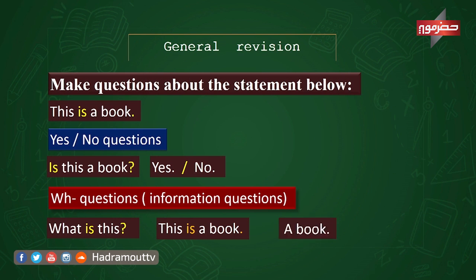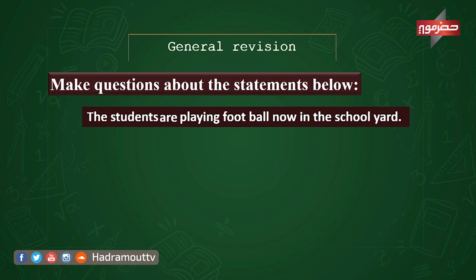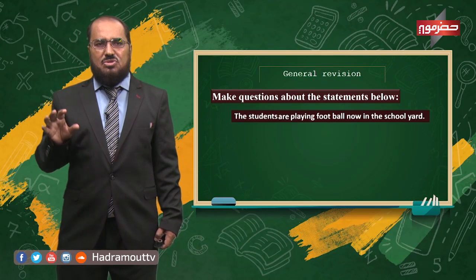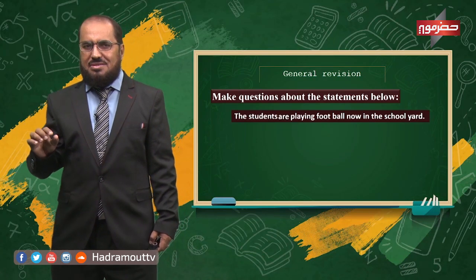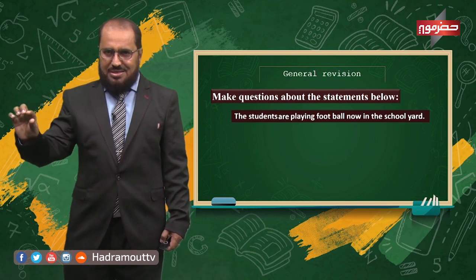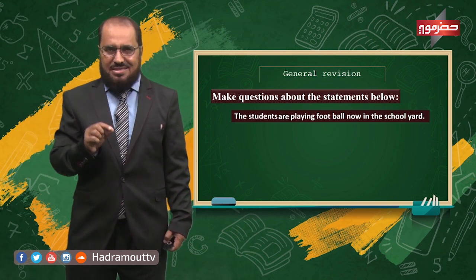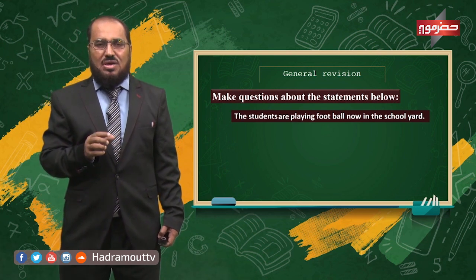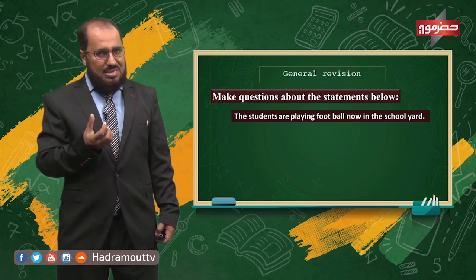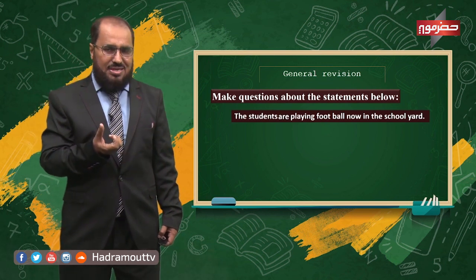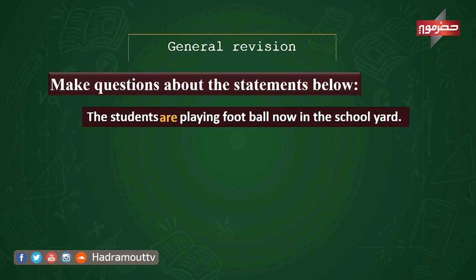Next. Make questions about the statements below. The students are playing football now in the schoolyard. لاحظوا هذه الجملة التقريرية كامل نبغاك تصيغ منها أسئلة. Okay. So you have to look first of all at the verb. دائما لما تصيغ السؤال ابحث عن الفعل المساعد. Where is the helping verb here? Are. You have to start with it, ابدأ به. Are the students playing football now in the schoolyard? كذا ستكون الصياغة لكن سنحدث عليها شوية تغييرات الآن.